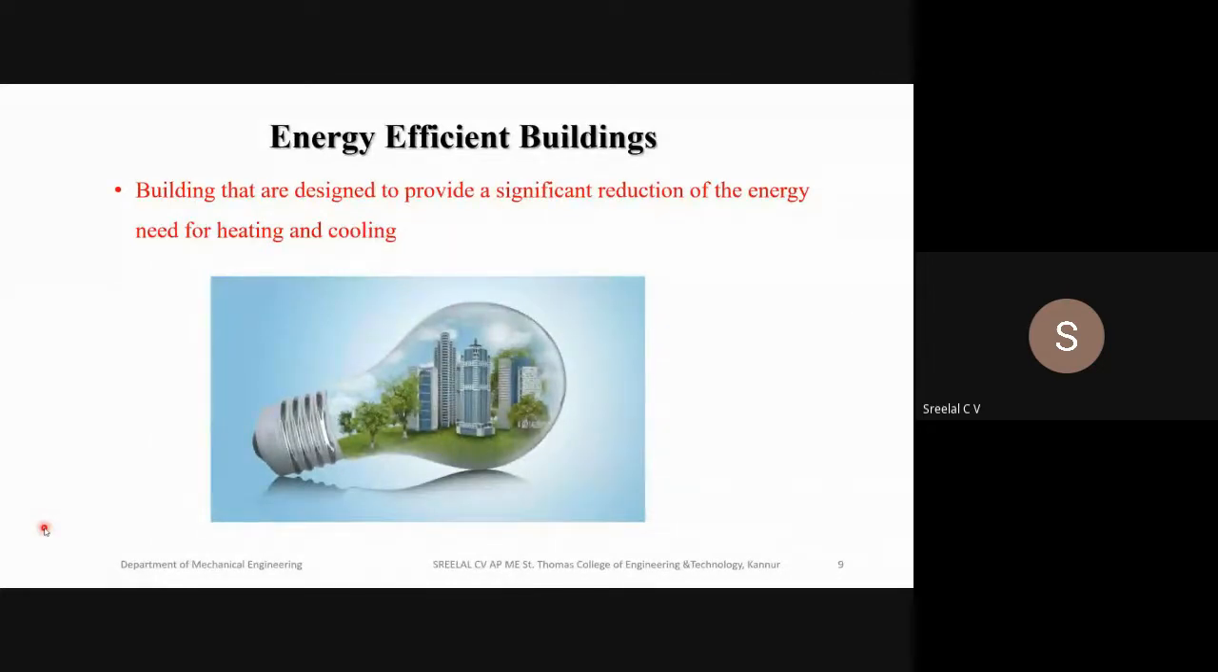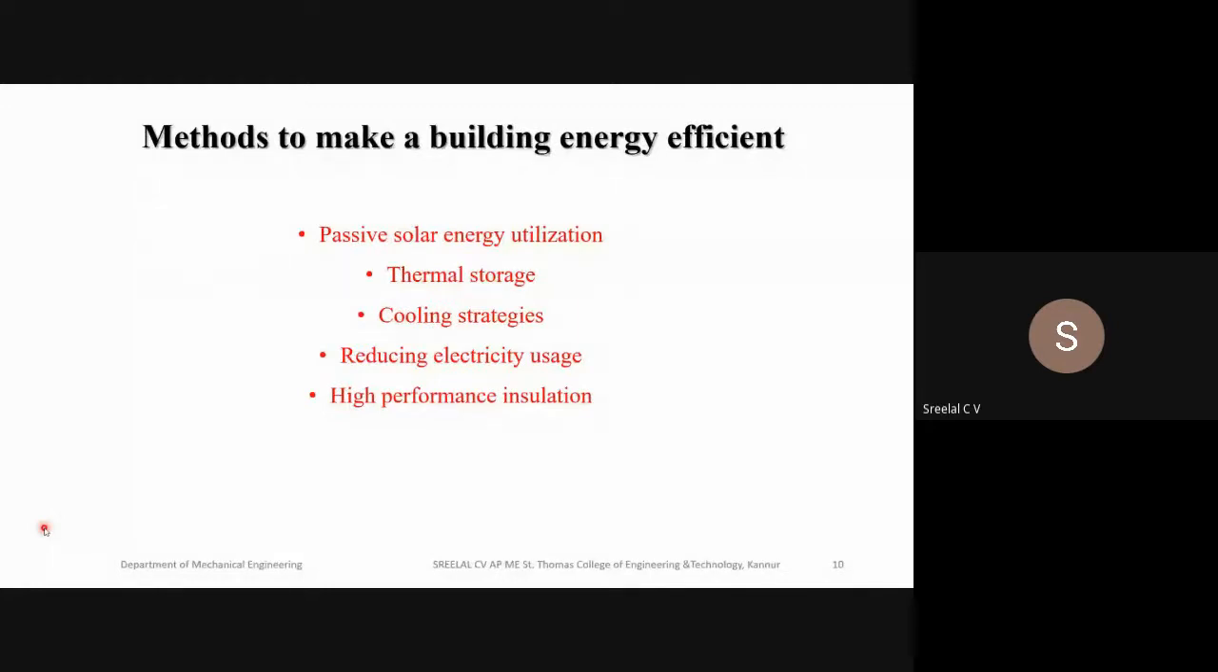Okay, so the methods to make a building energy efficient. The first one was solar energy utilization, and the second one was thermal storage. Thermal storage and cooling strategies, reducing electricity usage, and high performance insulation.